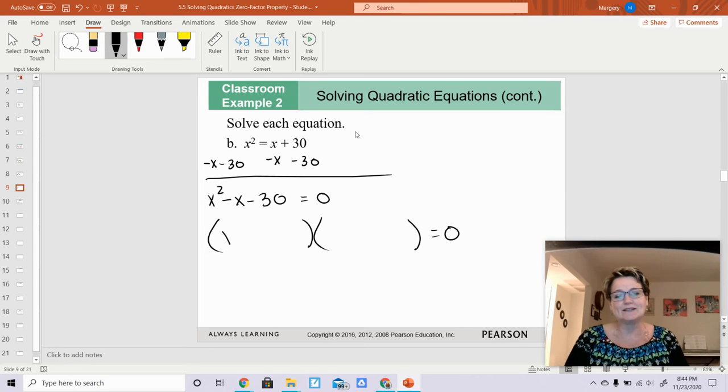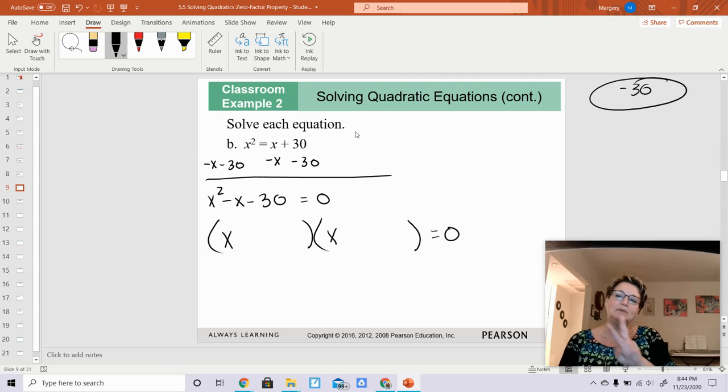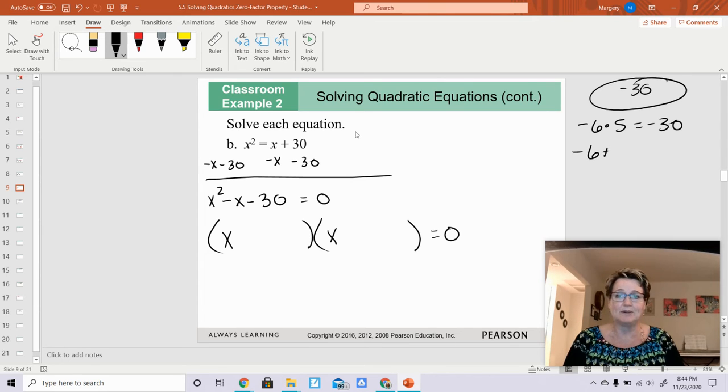The only way to get x squared is you multiply x times x. Now, negative 30 is your last number. I need two numbers that when multiplied together give you negative 30, but when added together give you negative 1, because that's your middle term. So I have negative 6 times 5, which gives you negative 30. Negative 6 plus 5 gives you negative 1. So I found my two factors. I'm going to have a negative 6 here, and I'm going to have a positive 5 here.